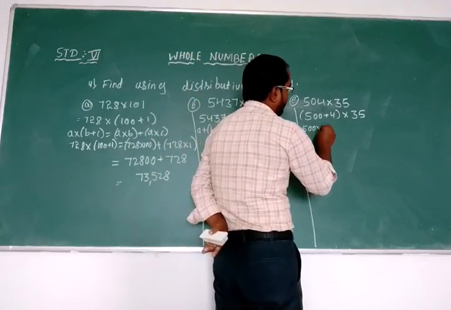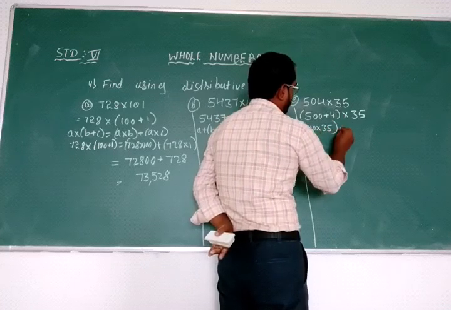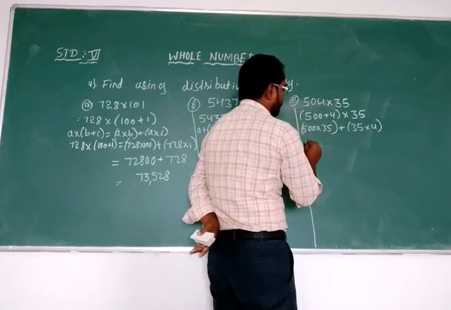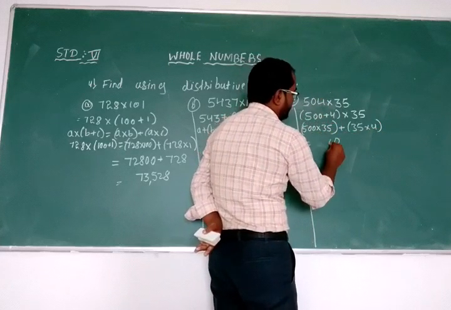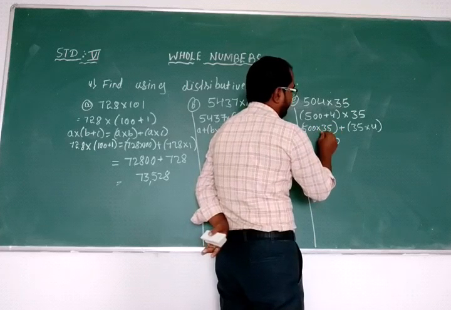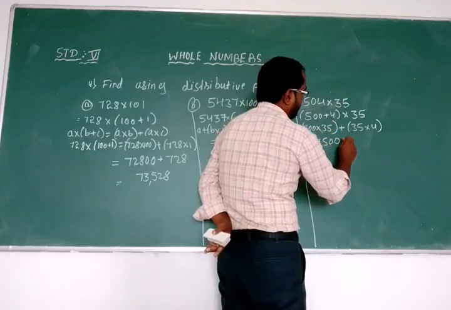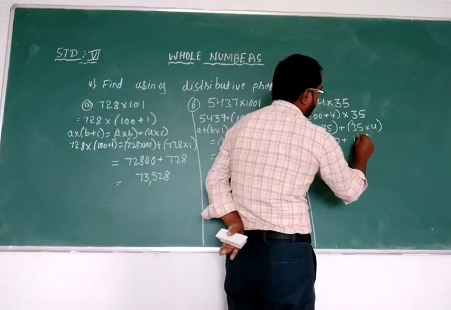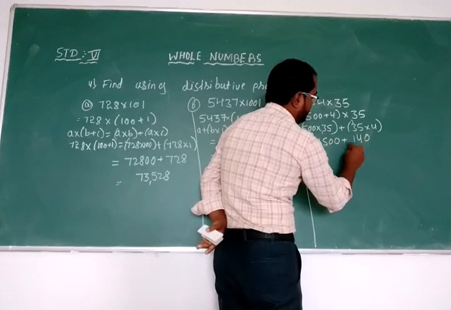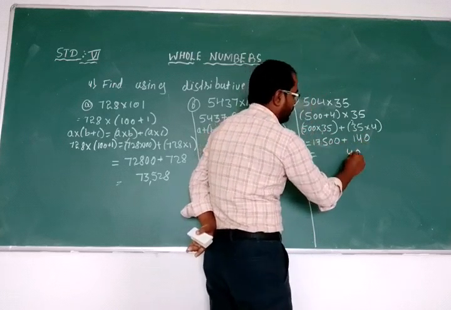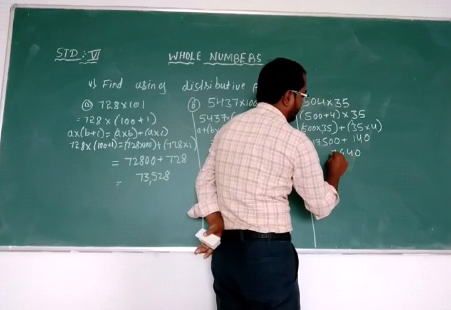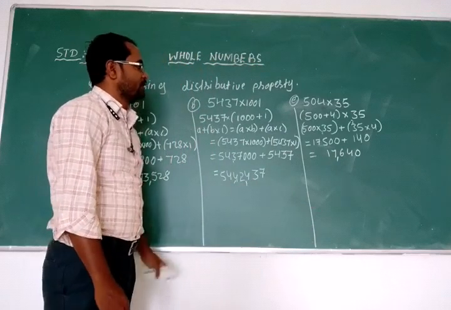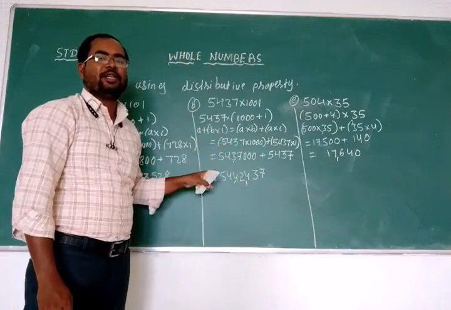So 500 into 35 plus 35 into 4, on applying distributive property. So write 2 zeros at the end. 5 into 5 will be 25. 5 into 3 is 15, plus 2 is 17. Plus 35 into 4. 4 into 5 is 20. 4 into 3 is 12, plus 2 is 14. So write 0 plus 0, 0 plus 4 will be 4, 1 plus 5 will be 6, 7. So it will be 17,640, the product. This is how we have to calculate using the distributive property.